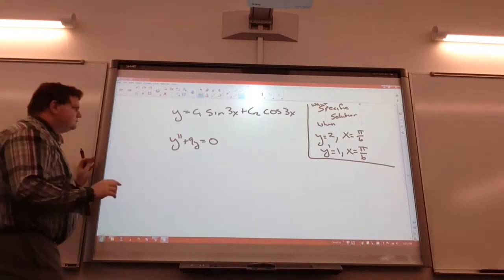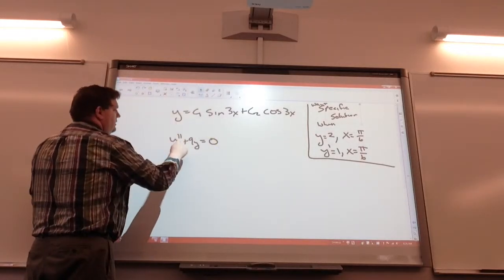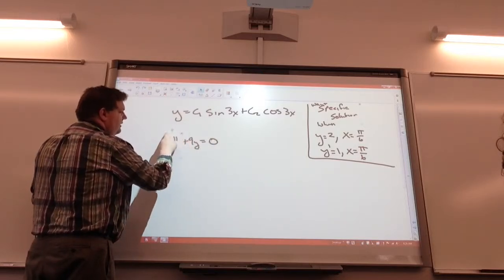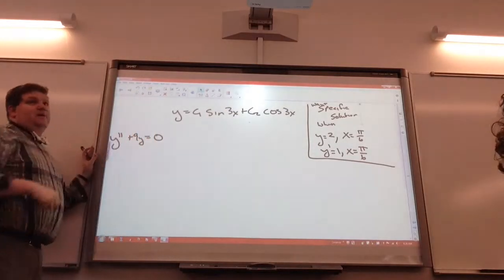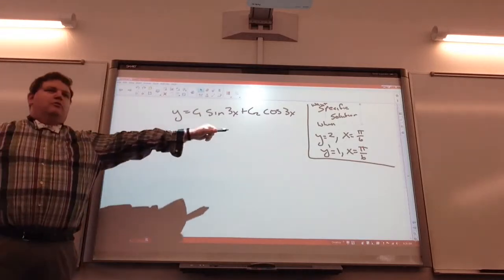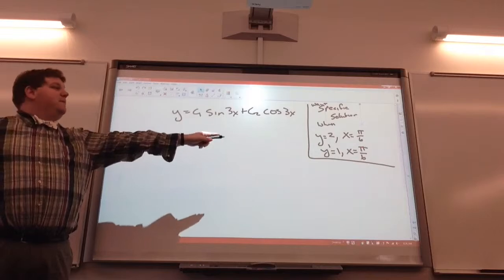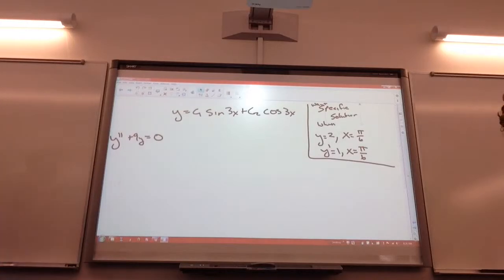This one right here I can tell you is going to take some extra steps, because we have two unknowns up there. What happens when you have two unknowns in an equation? If I have two unknowns and I'm trying to figure them out, how many equations do I need? Two equations. That's why they gave you when y is equal to 2, x is pi over 6, and when y prime is equal to 1, x is equal to pi over 6, because we're going to use that fact when we start doing things.